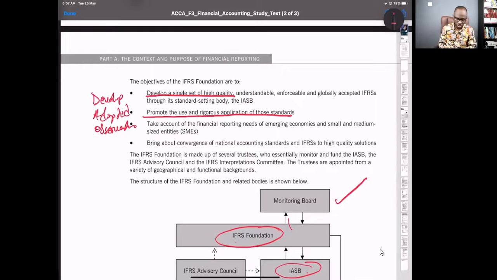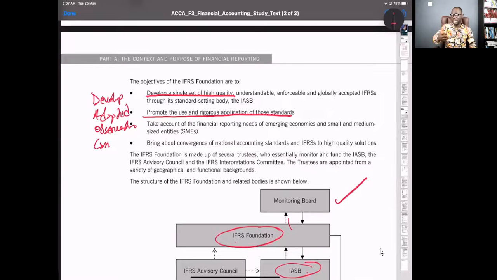So convergence, that is very, very critical, so that the national standards will just be the same as the international financial reporting standards. Now, yes, that is not going to be the same equally, because laws are going to change in countries, but that is the goal of the International Accounting Standard Board.